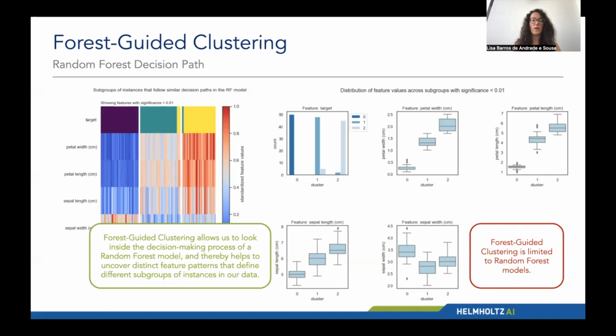So you can only apply it to random forest models because it leverages the decision tree structure of a random forest model. Well, I hope you liked the short introduction to forest-guided clustering.